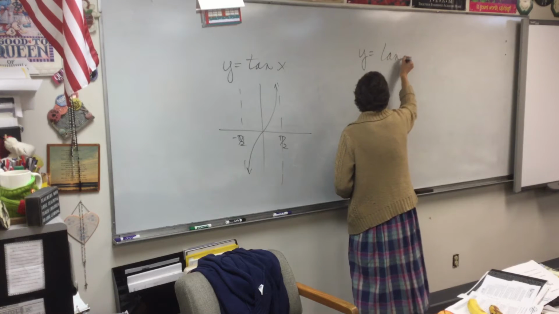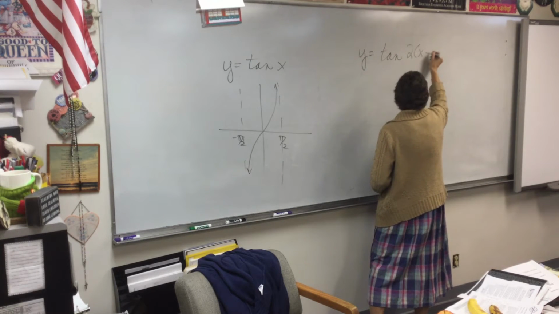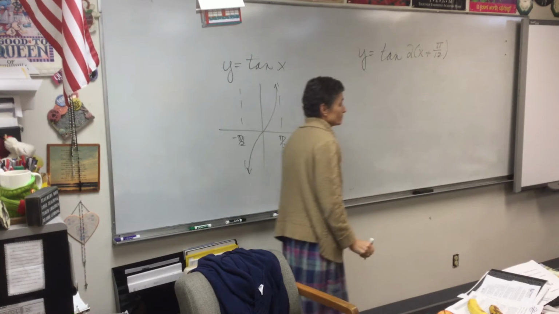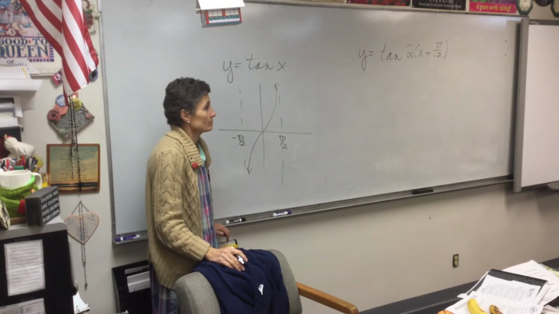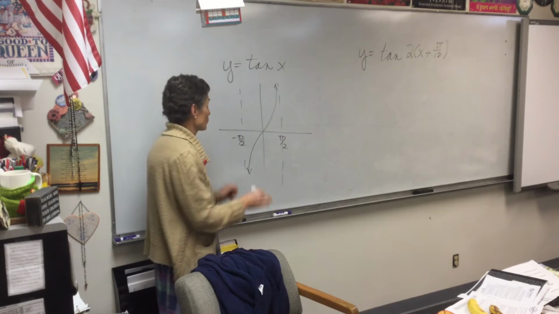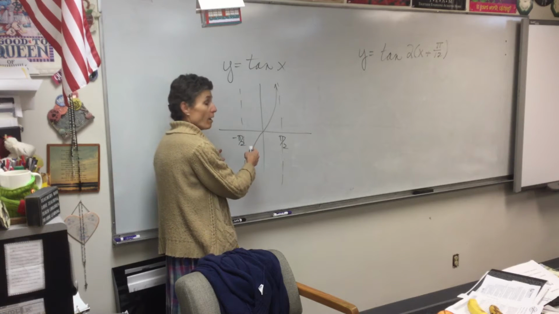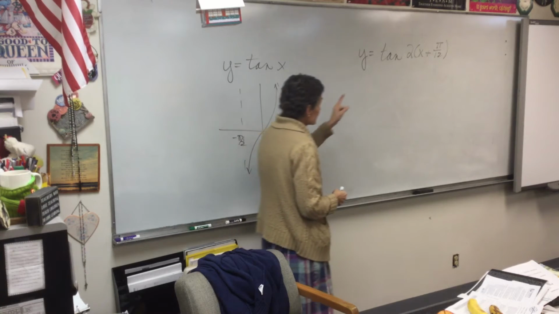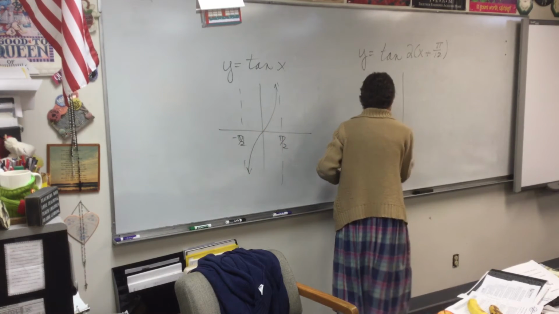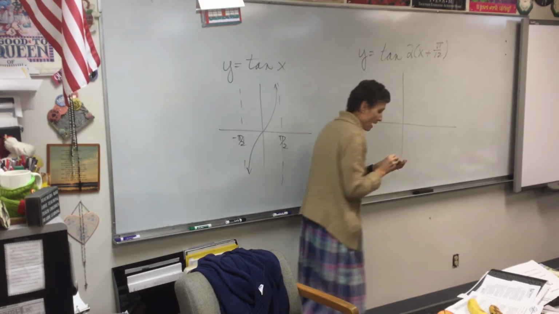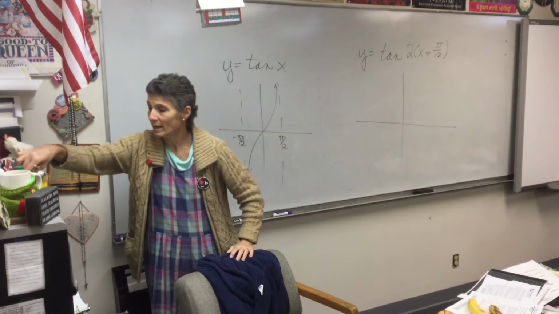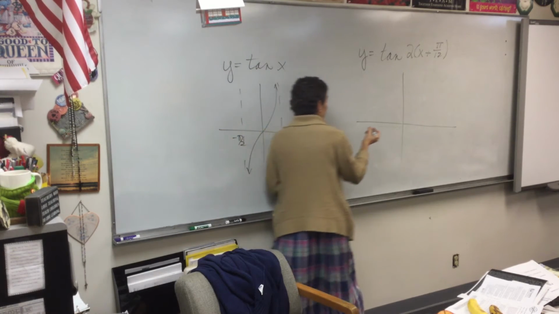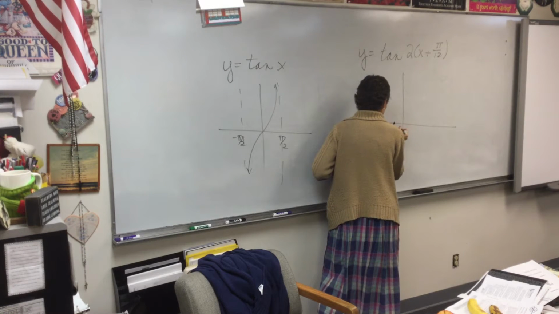So now I'm going to have you do this. Okay, this is what we're drawing, but we've made some modifications to it. So tell me what modifications I have made to my tangent curve. What has changed? It's gone to the left, pi over 12.